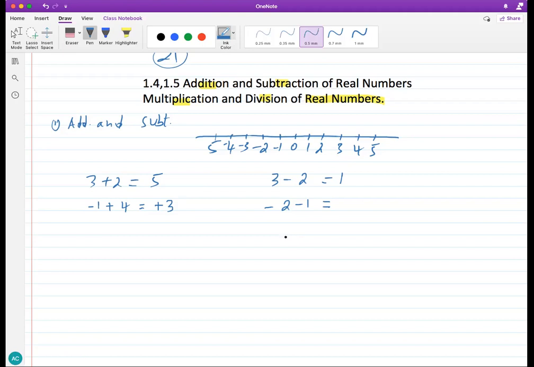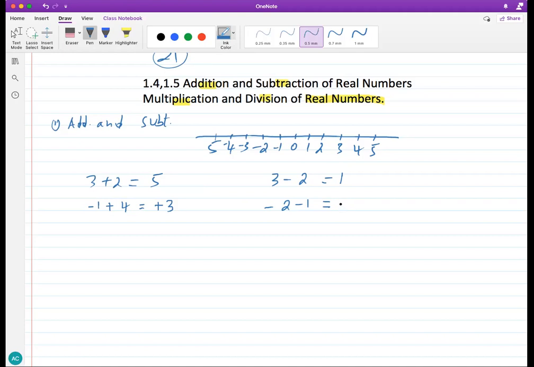Go ahead, Gavin. Sorry for trying to talk over you, Professor. I got cut off. So you've got -2 minus 1, so you'll just keep, change. You'll rewrite the problem as -2 plus -1. Okay. And you'll get -3. All right, you can do that.